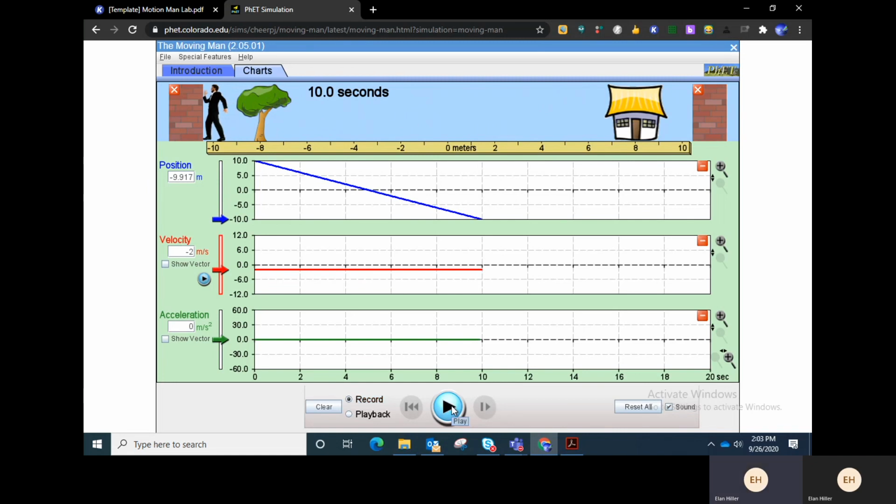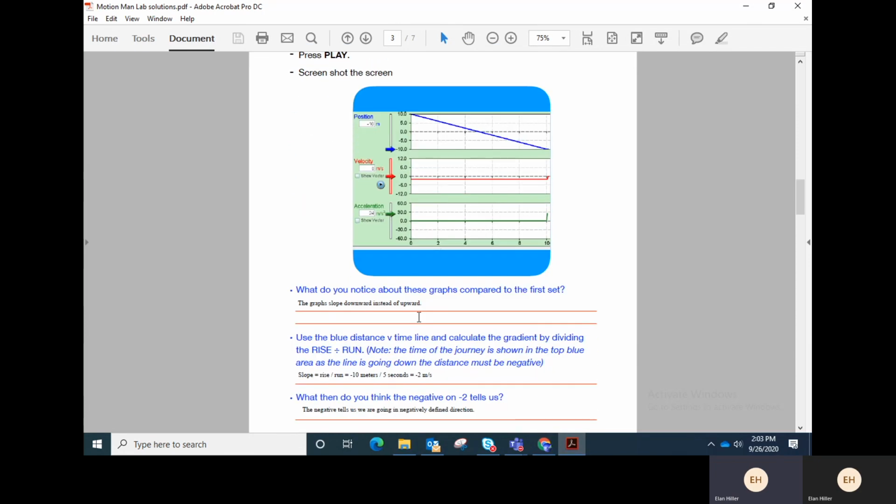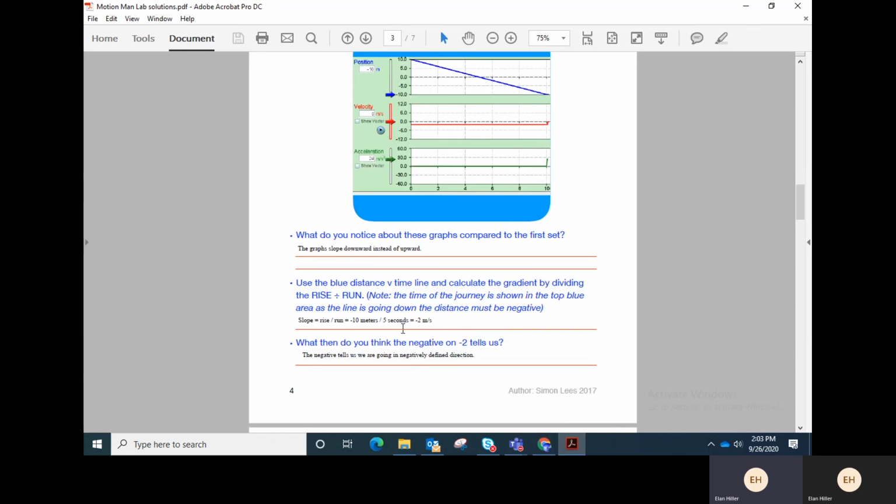The reason he's moving in a negatively defined direction is, of course, because we defined going forward or to the right as positive. Therefore, going to the left must be negative. You'll put that screenshot right here and take a few moments to answer the questions provided.